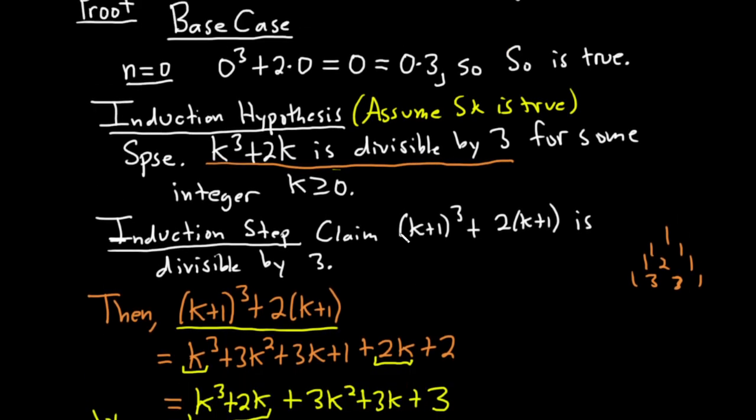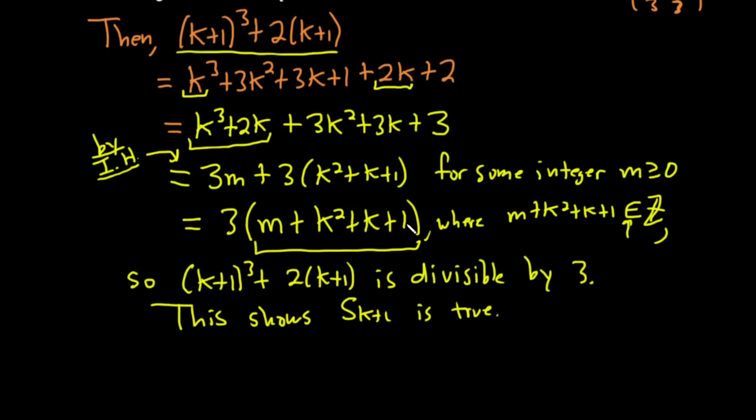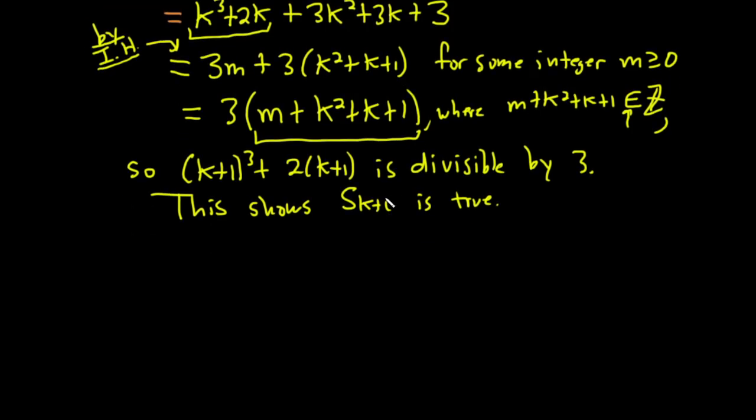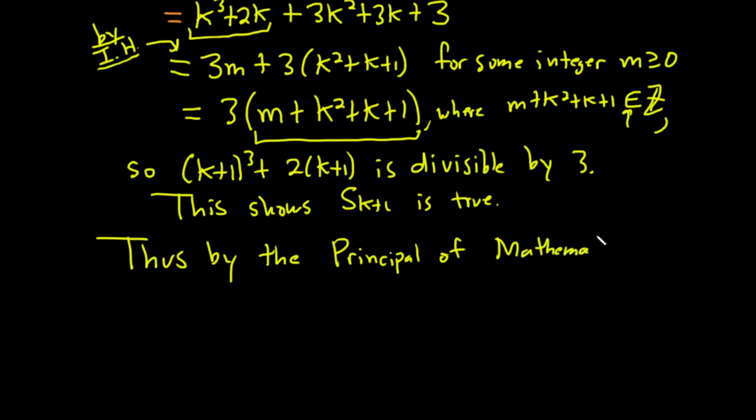So because we've shown the base case, and we've shown that if our statement is true for n equals k, it's also true for k plus 1, when you combine those two things, we can invoke the principle of mathematical induction and say that our statement is true for all integers n greater than or equal to 0. So thus, by the principle of mathematical induction, our statement is true for all positive integers n. So S sub n is true.